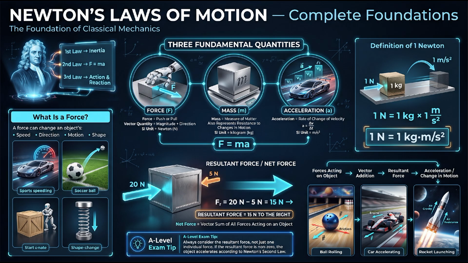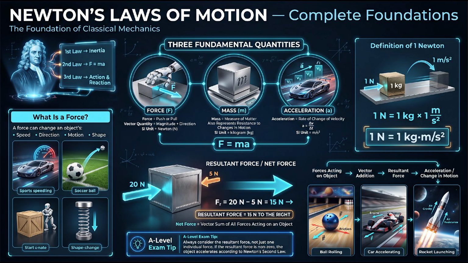Newton's first law explains what happens when the resultant force is zero. It states that an object remains at rest, or continues moving with constant velocity in a straight line, unless acted upon by a non-zero resultant external force. This property is called inertia.